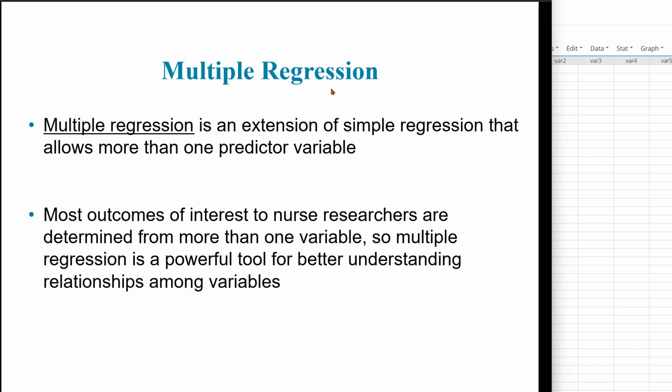At its core, multiple regression extends the principles of simple linear regression by considering multiple predictors instead of just one. Multiple regression is a helpful method for better understanding correlations between variables because the majority of outcomes of interest to nurse researchers are determined from numerous variables.